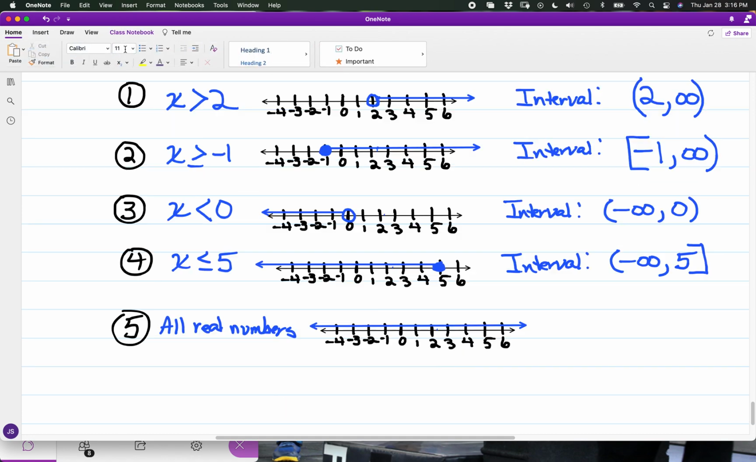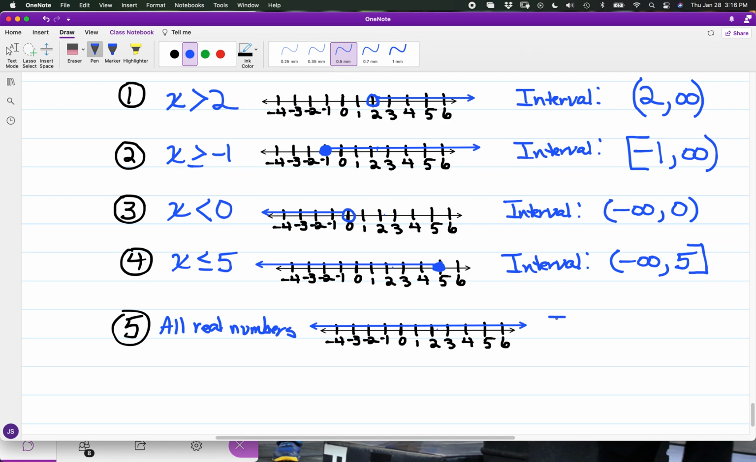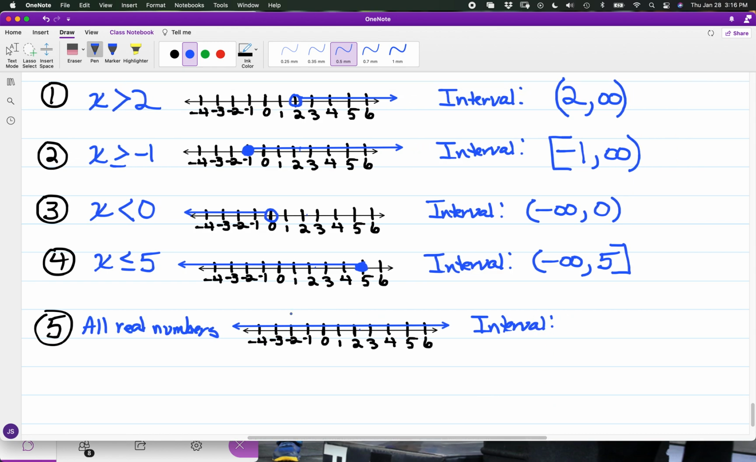So for the interval notation, for the set of all real numbers, to the left you have going endlessly to negative infinity. To the right you have going endlessly out to positive infinity.